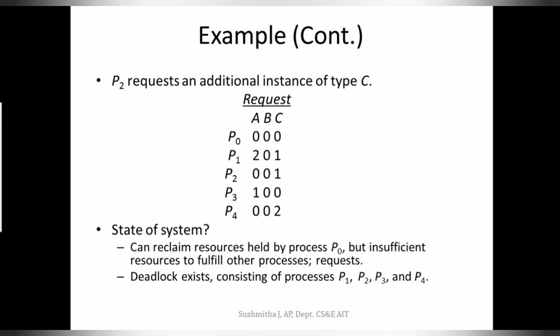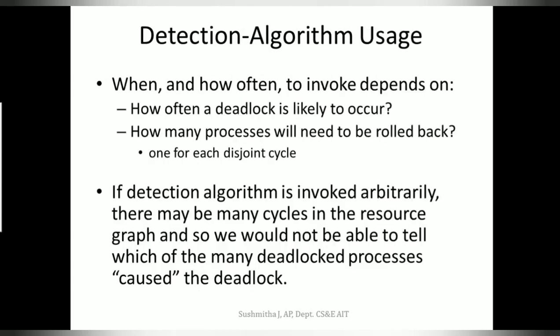Now we have seen the algorithms, we have seen the graphs, but when do I run this? When do I actually call this detection algorithm? There are two ways that we can call the detection algorithm, either periodically or when a request is not satisfied. If the detection algorithm is called arbitrarily, there may be many cycles of the resource graph and we will not be able to tell if the deadlock has actually occurred or not.